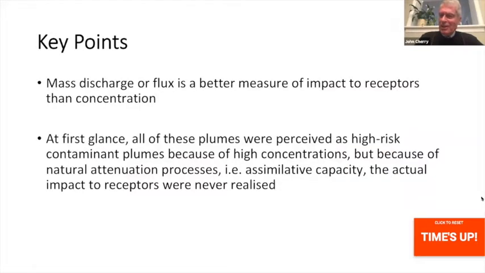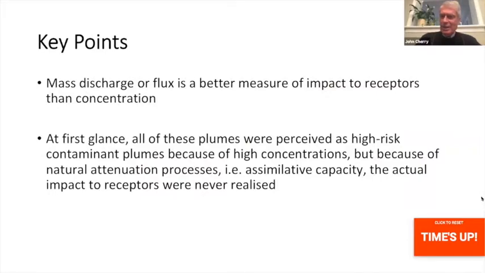Mass discharge or flux is a better measure of impact to receptors than concentration. At first glance, all of these plumes were perceived as high-risk contaminant plumes because of high concentrations, but because of natural attenuation processes, i.e. assimilation capacity, the actual impact to receptors was never realized.